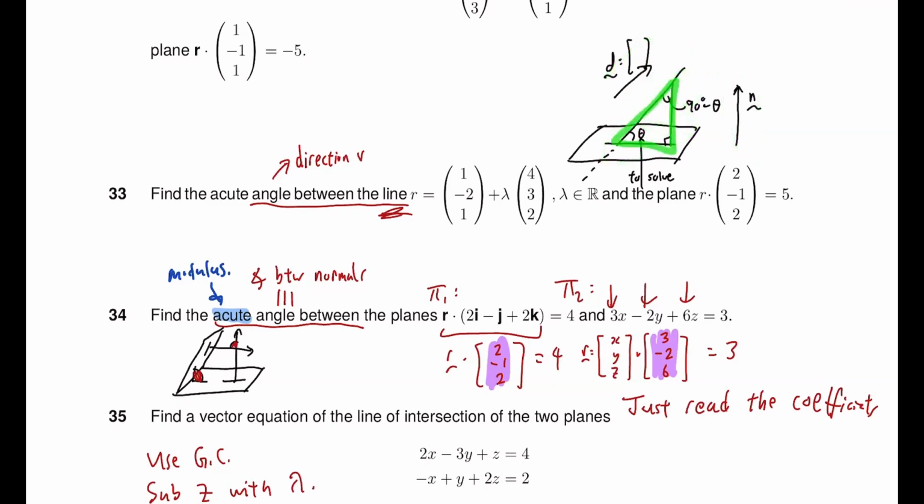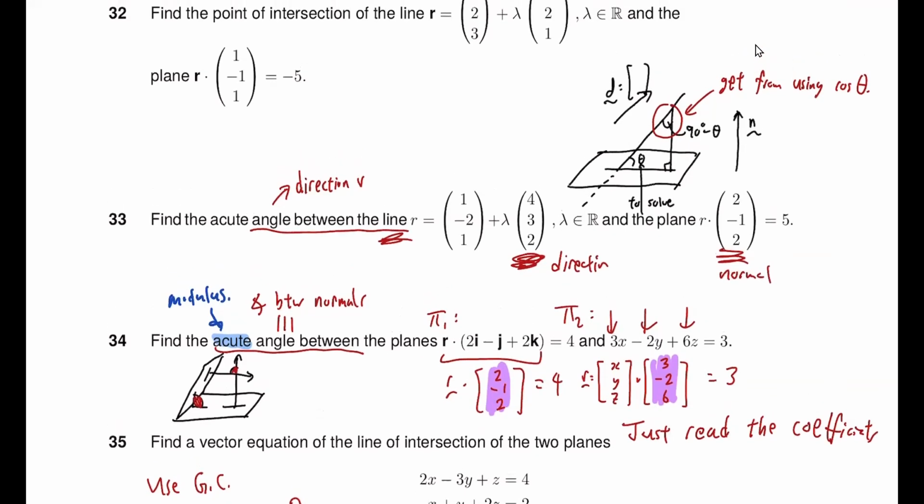Because you've got a triangle, I think it's better to not remember the sine. Remember the cosine. Draw the triangle. This is what you'll get after you use the cosine theta. You'll get that angle from using cosine. Okay? Easier to remember. So it's not normal and normal, it's direction and normal. Direction and normal. Okay, very good. That's question 33 done. I'll leave that to you.